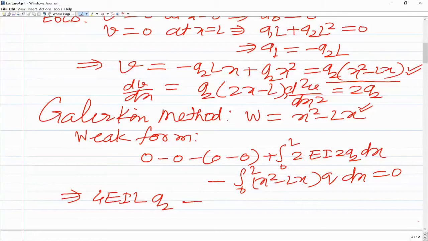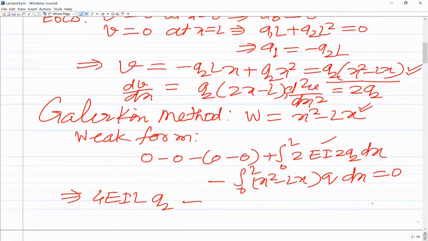The only thing is, suppose for half of the beam the flexural rigidity is, let's say, 2EI, and for the other half it is EI. Then you split this integral into two parts, 0 to L by 2, where you put EI as 2EI, and from L by 2 to L, where you put EI as simply EI, and carry out the integration. The solution will be exactly in a similar manner. Maybe q may be variable also, so you treat the q function in a similar manner.